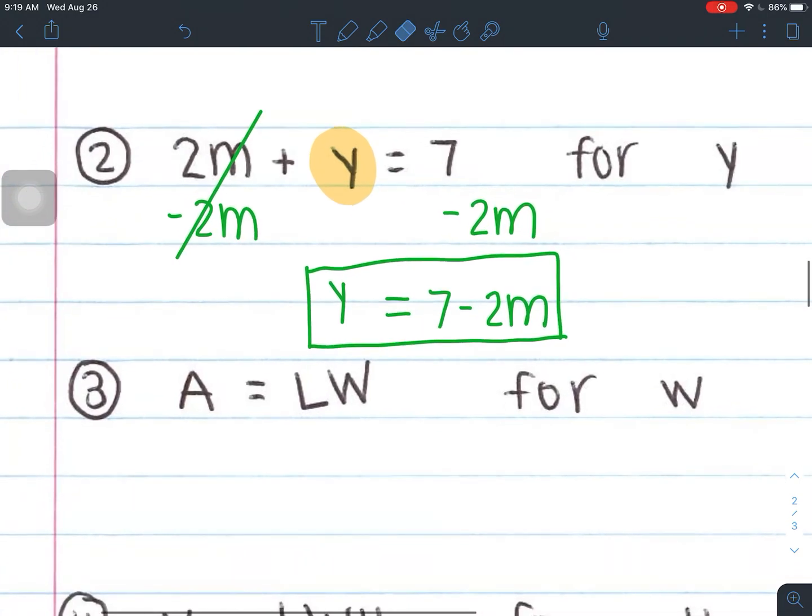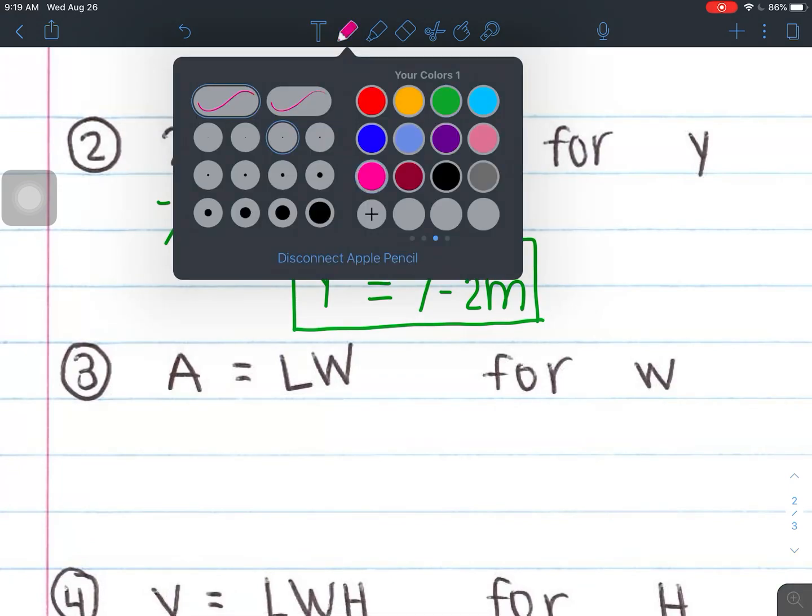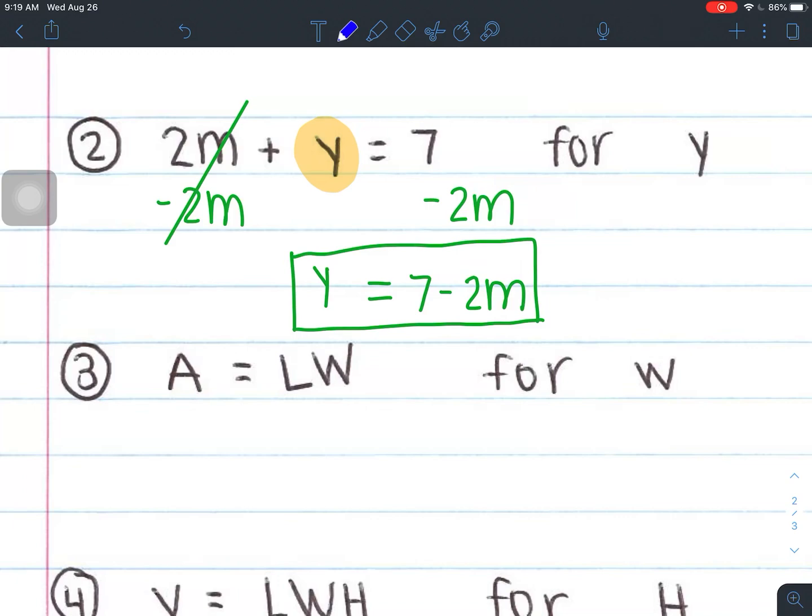All right, moving on to number 3. A equals L times W. Now this is the formula for the area of a rectangle. Like area equals length times width. Now here we're asked to get W by itself, okay? So I'm going to highlight W because that's what I want to isolate.